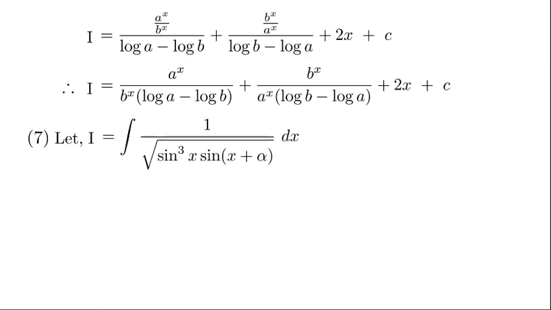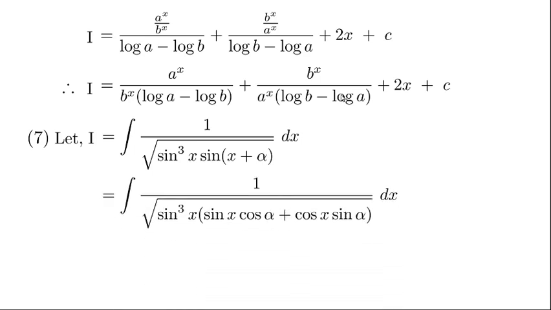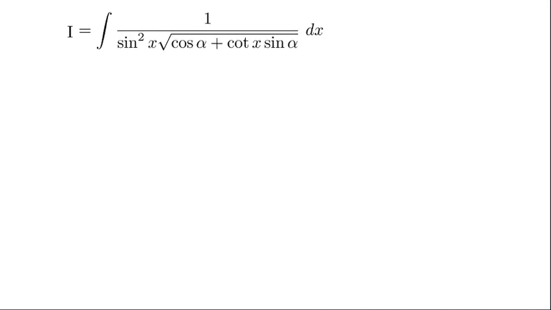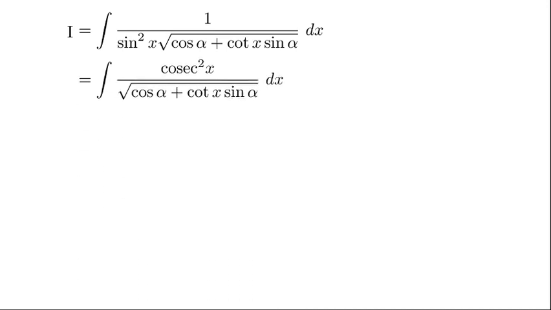Now, integration of 1 upon sine cube x sine of x plus alpha. Here we are going to expand this sine of x plus alpha: sine x cos alpha plus cos x sine alpha. From these two terms we take sin x out, and when it comes out it becomes sin raised to 4x, and from here it becomes cos x upon sin x, which is nothing but cot x. So the problem converts to this format: integration of 1 upon root of sin raised to 4x into bracket cos alpha plus cot x sin alpha dx, and sin raised to 4 comes out and goes to the numerator, so it becomes cosec square x.